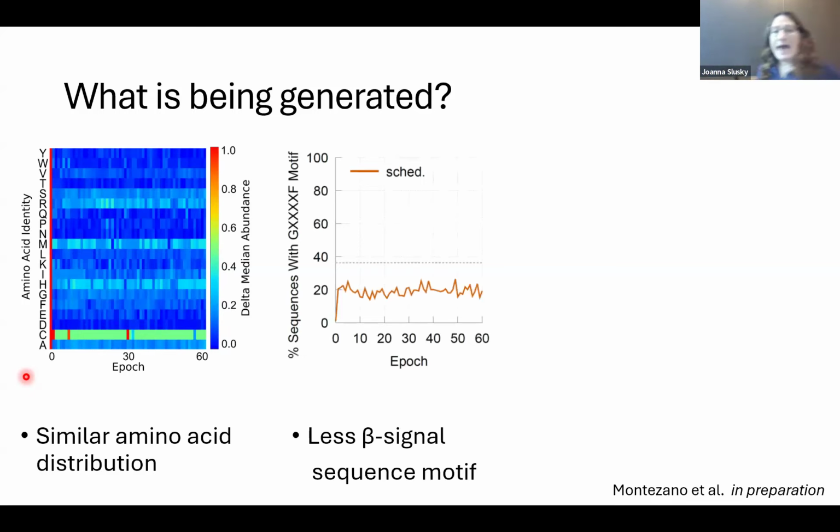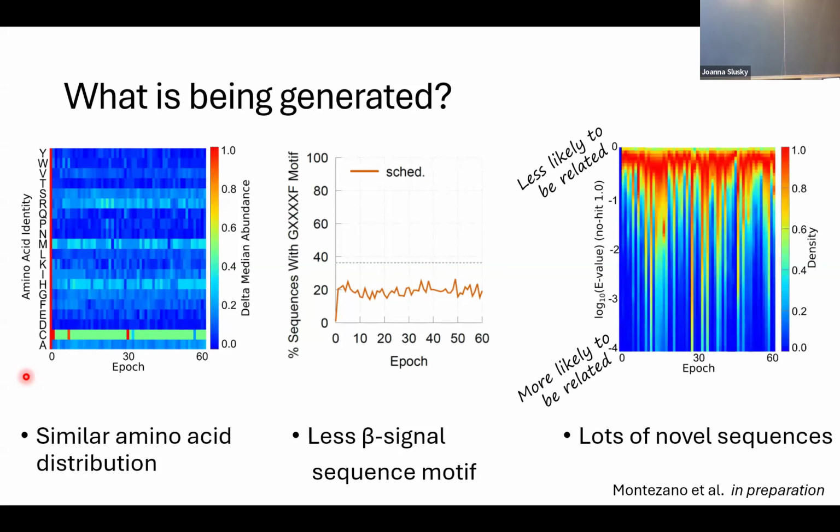And we can look for beta signal sequence motifs. So I told you before we had this beta signal. We use an approximation here of the beta signal as GXXXXF. Not all beta barrels have exactly that. 40% of the structurally resolved ones did, and we're getting less than that, but not none.